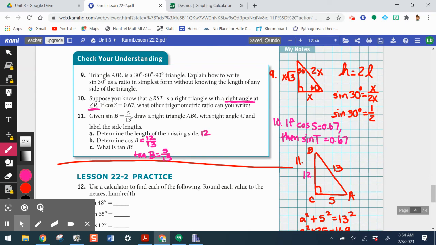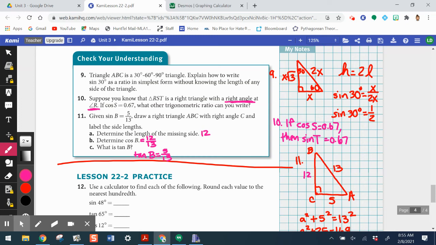I love question 9. So hopefully you took the opportunity to go back and study our 30, 60, 90 triangle from lesson 21. And so it said, explain how to write the sine of 30 degrees as a ratio in simplest form without knowing the length of any side of the triangle. So what we're establishing here is any right triangle that has angle measures 30, 60, 90 is going to have ratios that are equal because their sides are proportional.